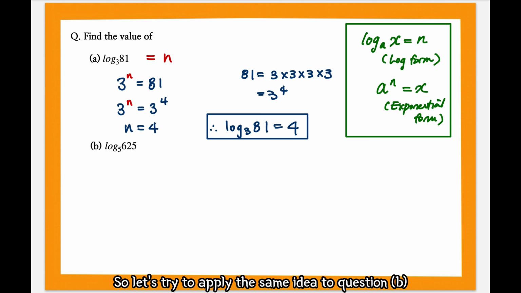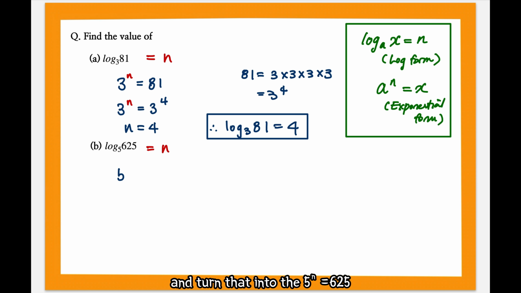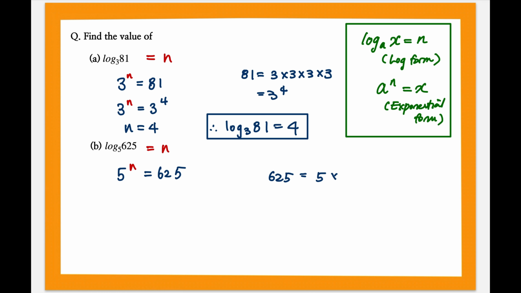So let's try to apply the same idea to question number B, which is log base 5 of 625 equal to n, and turn that into the 5 to the power of n equals to 625. To turn 625 into 5 to the power of something, we have to multiply 5 by 4 times, which is 5 to the power of 4. So let's try to replace that value.